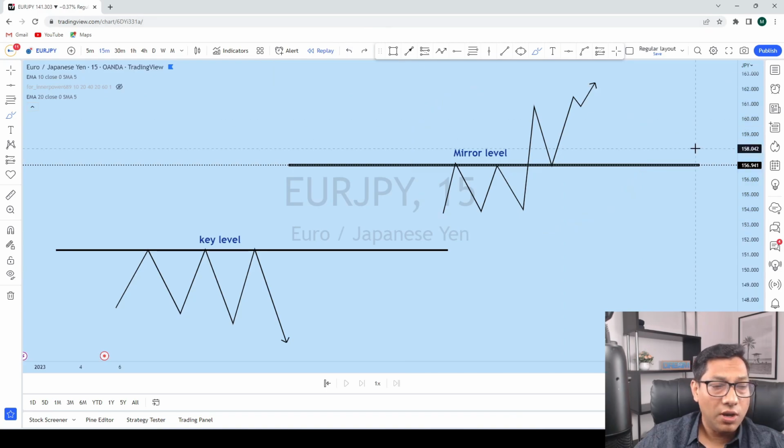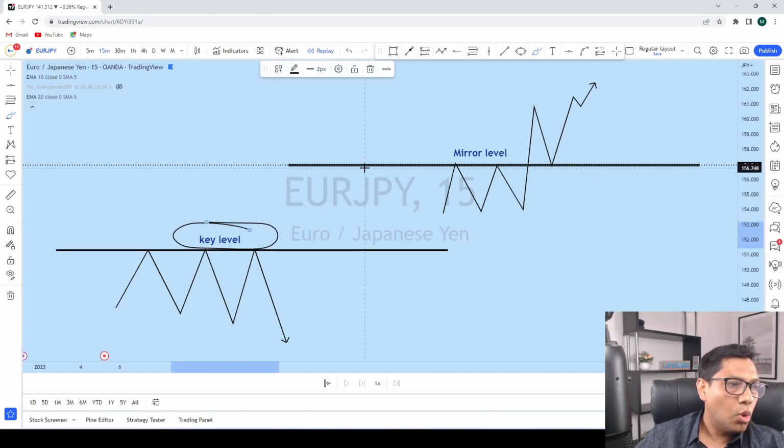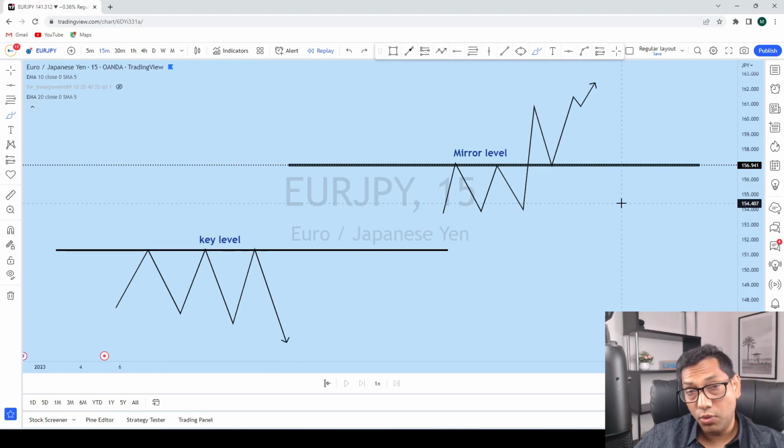Now what is a mirror level? Let me explain. To understand a mirror level, first of all you need to understand the key level. So what is a key level? Many of you probably already know it, but let me explain again. A key level is a level on the chart, a very important place or zone, where the price has rejected in the past multiple times. That is called a key level, and a key level can be very powerful.